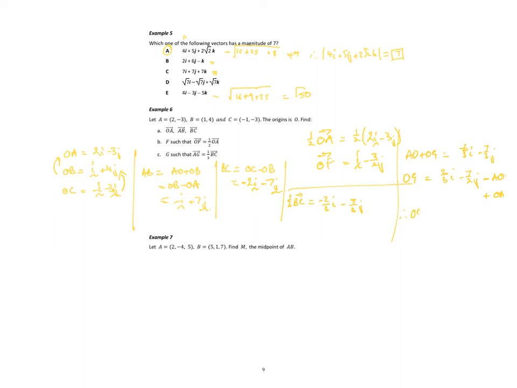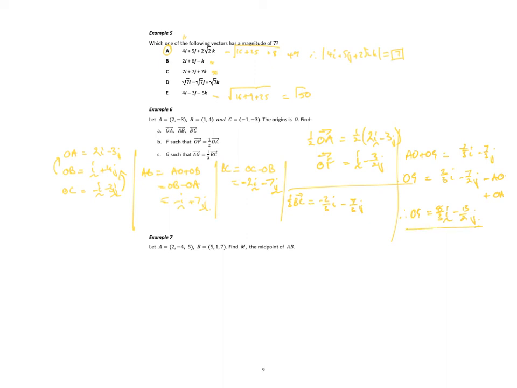So therefore OG is equal to 2/3 plus 2. So that's 8 on 3 i. And negative 7 on 3 plus negative 6 on 3, negative 13 on 3 j. So that's our point OG.